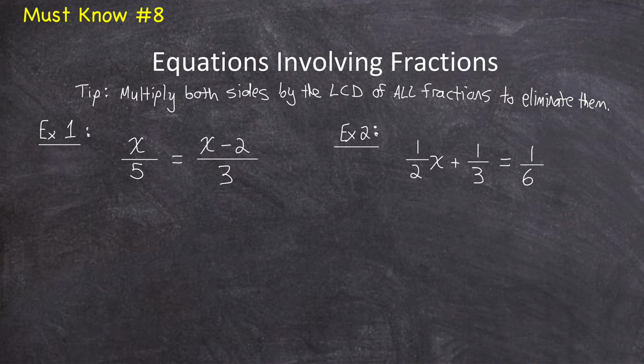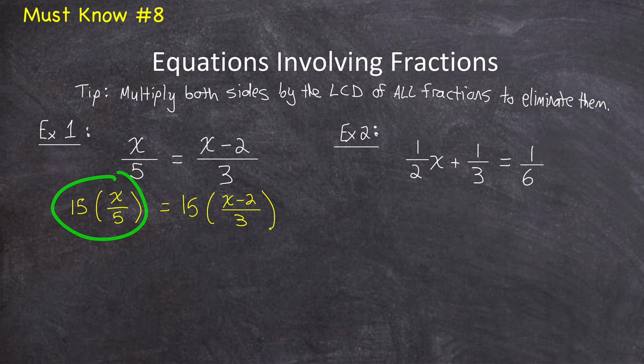So what I can do is multiply both sides of this equation by 15. And now on the left and right side of the equation, I have a product of fractions. So I can cross reduce. 15 divided by 5 is 3. And 15 divided by 3 is 5. So notice my fractions are gone now. On the left side of the equation, I just have 3 times x. And on the right side of the equation, I have 5 times x minus 2. And there's actually a shortcut for this question.